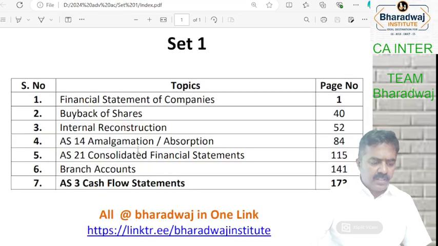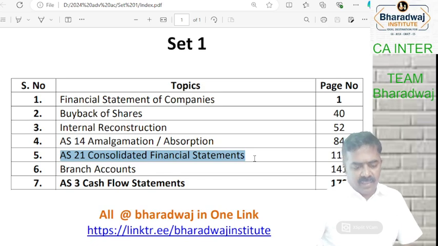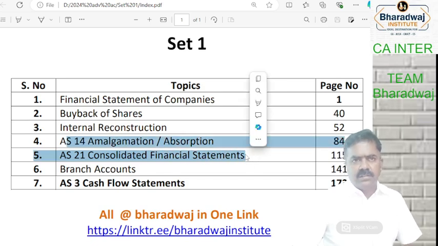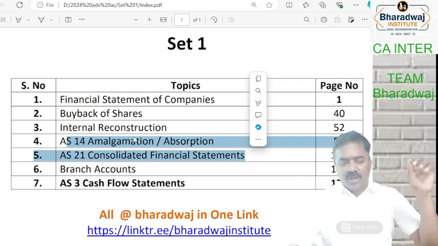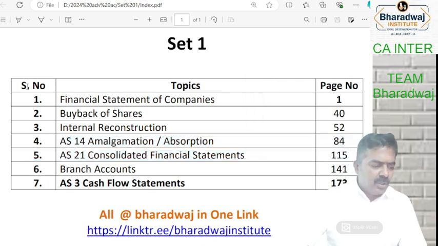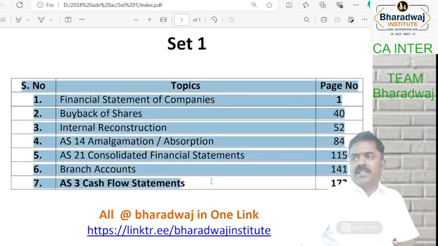Sir, if someone says, sir, I forgot, I'm not ready to prepare consolidated financial statements, or I forgot amalgamation and consolidation, simple, you'll be able to write only for 70 marks in the exam. So every chapter is important. In Set 1, you cannot skip any chapter. Every chapter is important from the examination point of view.